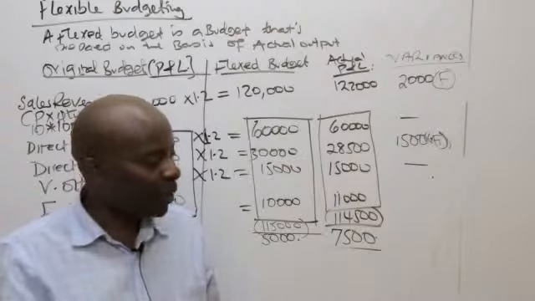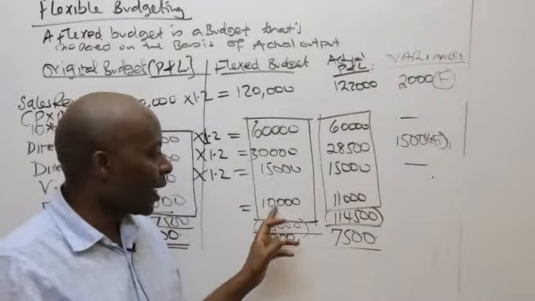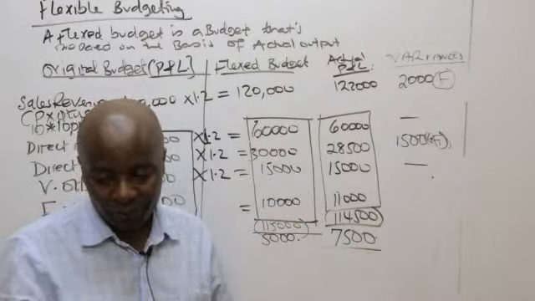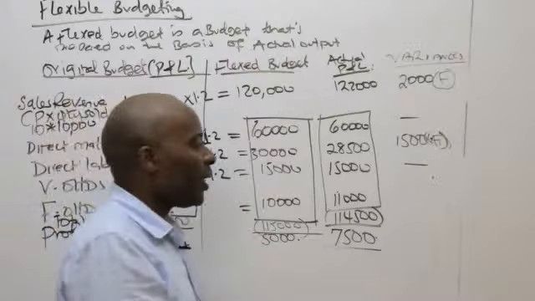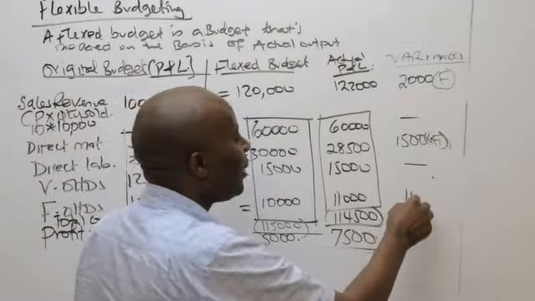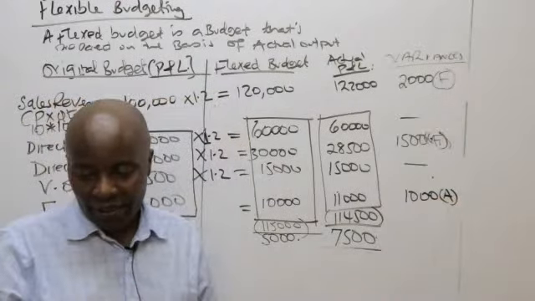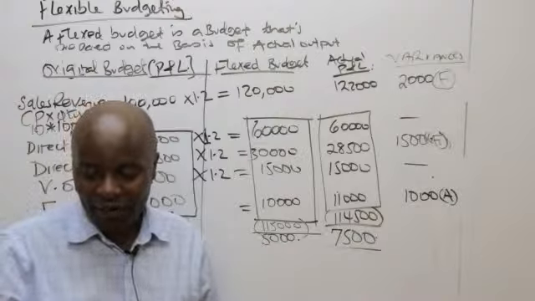Now, ladies and gentlemen, we go to the next one, the fixed overheads. I can see 10,000 vis-a-vis 11,000. That will give me what figure, somebody? $1,000 from Tina. Tina says this time round, I am sure it is 1,000 adverse. Who else? I can see other students are also able to see the adverse. Thank you very much.